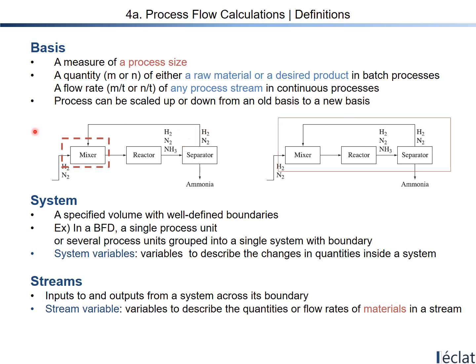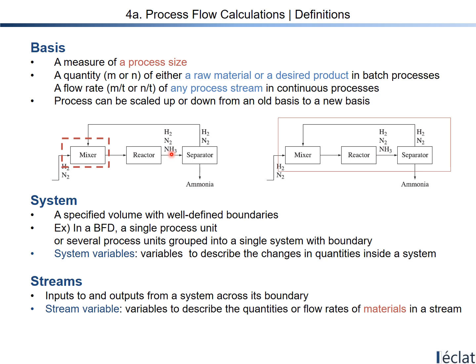Here is the nitrogen synthesis process. This process has 3 different units: mixer, followed by reactor, followed by separator. Hydrogen and nitrogen are introduced into the mixer, and then they are mixed together. The mixture is introduced into the reactor and some reaction happens there. Finally, you could obtain some ammonia.